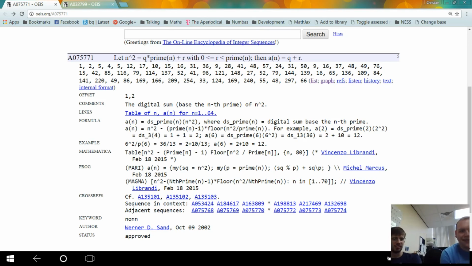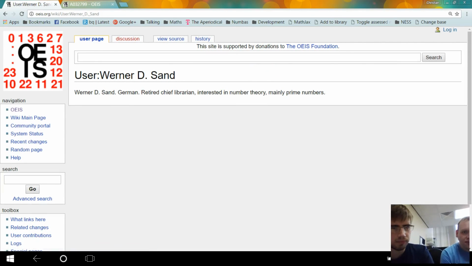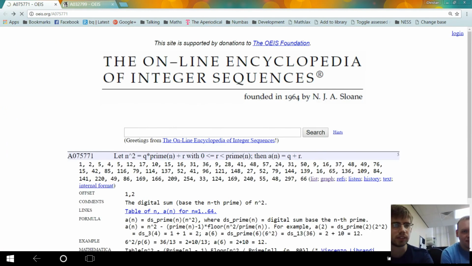Oh, it's quite a good name. Werner Sand. I wonder what the D stands for. Come and click on them. I think it'll just come up with his wiki page. Retired chief librarian, interested in number theory, mainly prime numbers. So he naturally found the OEIS, and that's all number theory is. Interesting. I've never heard of him. I don't know how we would find the rest of his sequences.